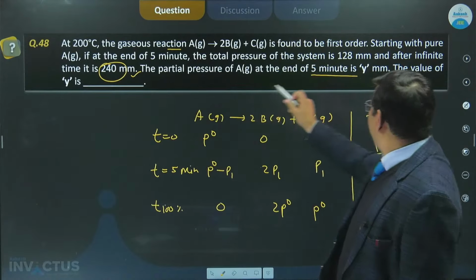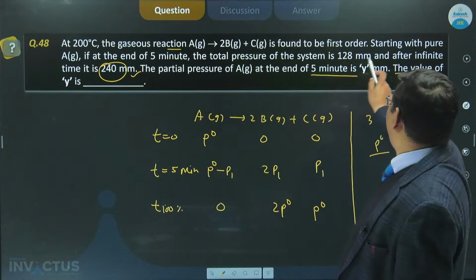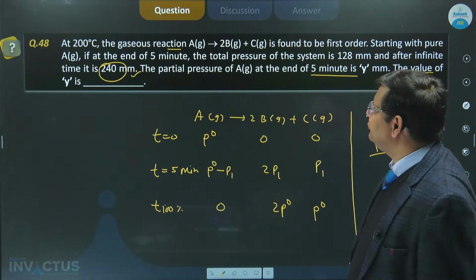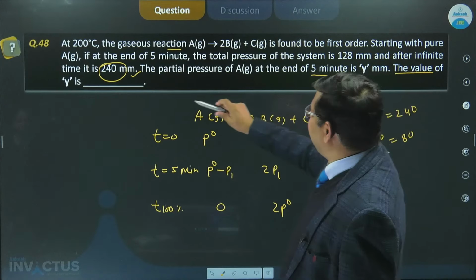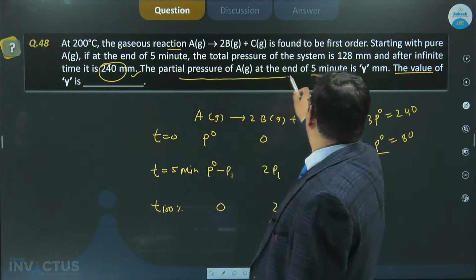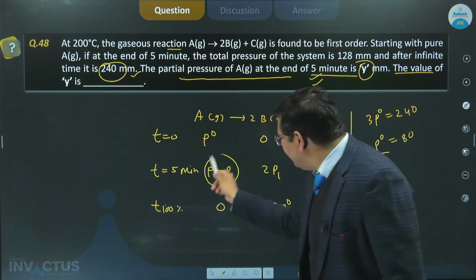लेकिन क्वेश्चन में ये नहीं पूछा कि व्हाट इज द P0, दे आस्क्ड द वैल्यू ऑफ Y. तो Y क्या था इसमें बताओ. At the end of 5 minutes, the total pressure of system is इतना. After this minute, the partial pressure of A gas at the end of 5 minutes is Y. तो यानी that is P0 minus P1.